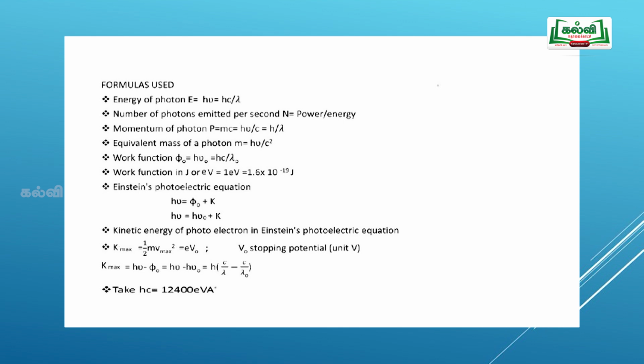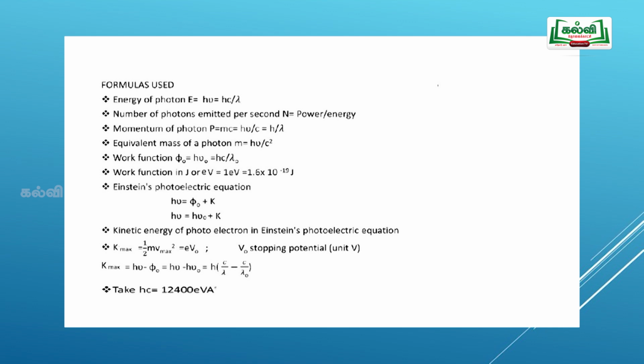Work function is in joule or electron volt. If it is in electron volt, to convert this into joule, multiply by 1.6 into 10 power minus 19 joules. If you want to convert joule into electron volt, divide by 1.6 into 10 power minus 19. Einstein's photoelectric equation: h nu equals phi naught plus K max, that is, h nu equals h nu naught plus K max. Kinetic energy of the photoelectron, K max equals half m v max square, is equal to e V naught, where V naught is the stopping potential, unit is volt.